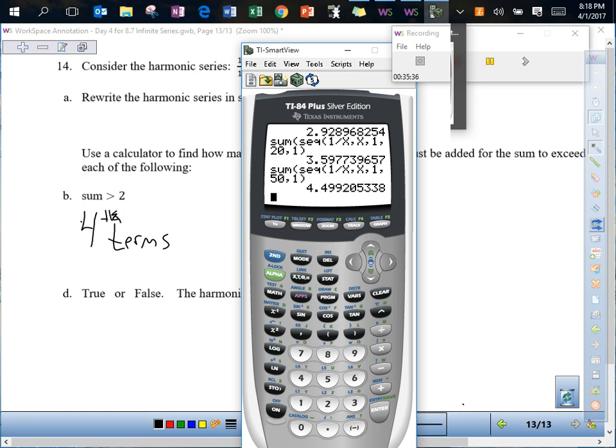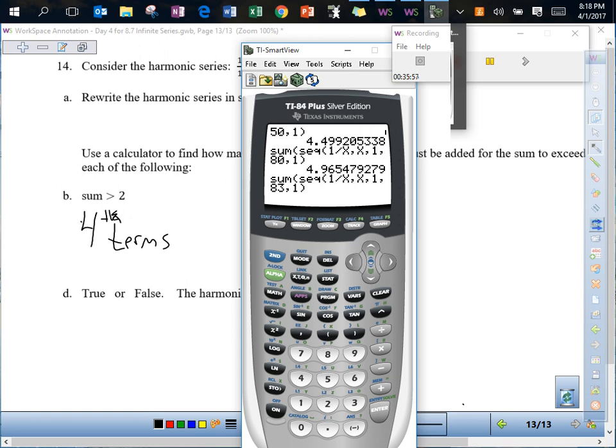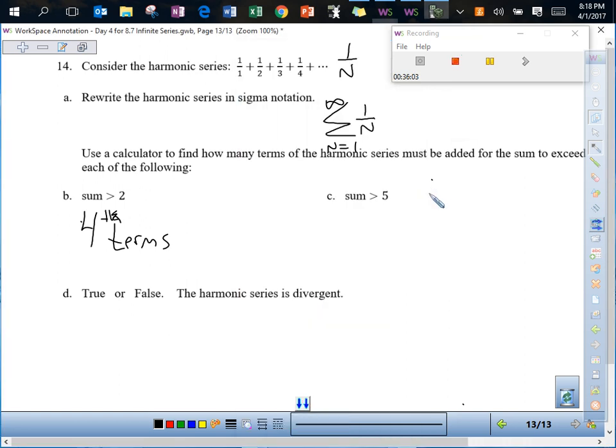4.499. Well, now we're starting just to add more and more decimals. So let's try 80. 4.96. So now I know I'm getting close. So let's try 82, 83, 84, something like that. There, guys, I finally beat a sum of 5. So it's going to take 83 terms to get over 5.